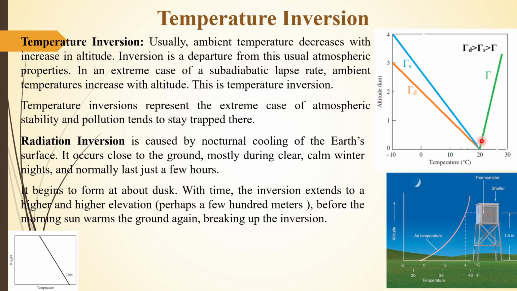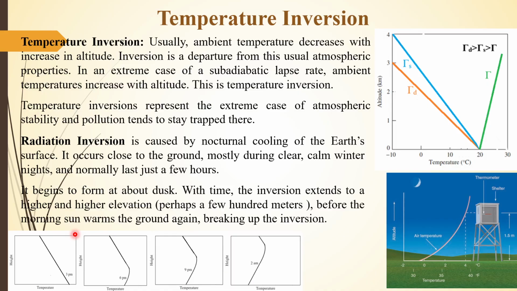So this is some graphical representation. You can see at 3 p.m. the ambient temperature profile is normal, and inversion is found at 6 p.m. after dusk, at 9 p.m. inversion, and at 2 a.m. inversion occurs up to several hundred meters, and in the morning you can find the normal temperature profile.